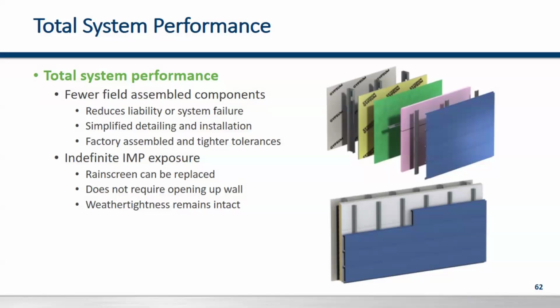And let's say the building was being rented and there was a new tenant that wanted to change that exterior facade. That exterior facade could be completely removed and then exposed in the IMP panels. But because the IMP panels are a perfect barrier, they could be left exposed indefinitely, which allows for future change out.